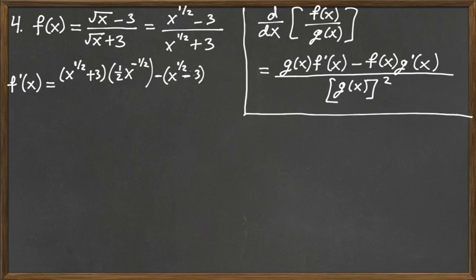Okay, sorry about that. And then times the derivative of the denominator, and so you're going to do the power rule, 1/2 x to the minus 1/2, and then the derivative of the positive 3 is going to be 0, so we don't include that. Okay, all over the denominator squared.